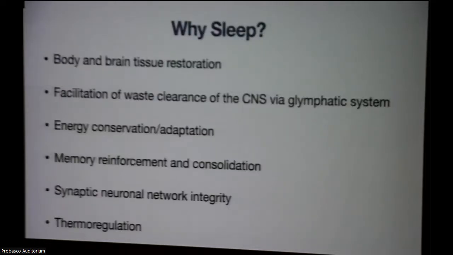So that's also why do we sleep? Why do we need sleep?